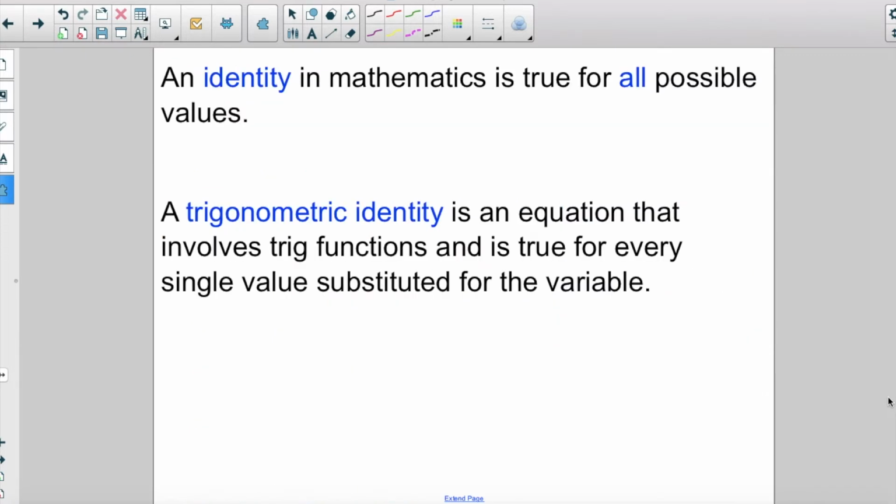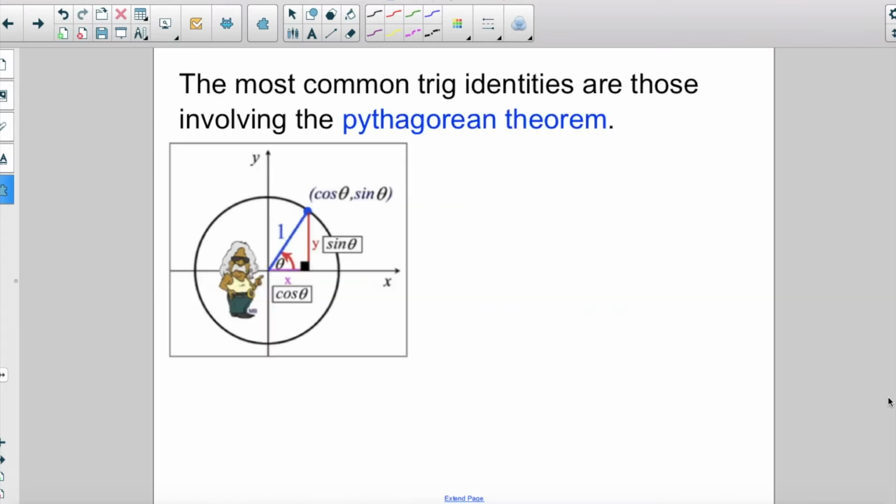All right, going into what an identity is. An identity in mathematics is true for all possible values. Now, a trig identity is an equation that involves trig functions and is true for every single value substituted in for the variable. So we're going to figure out what our trig identity is today.